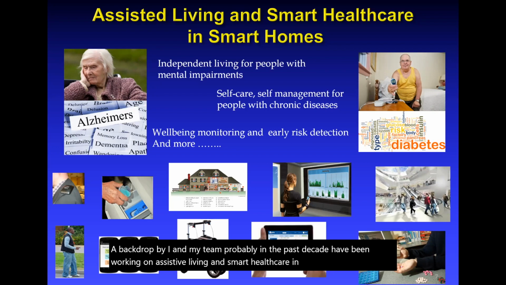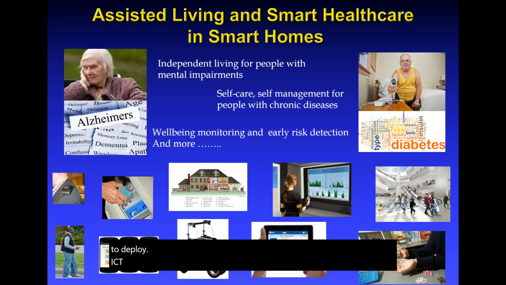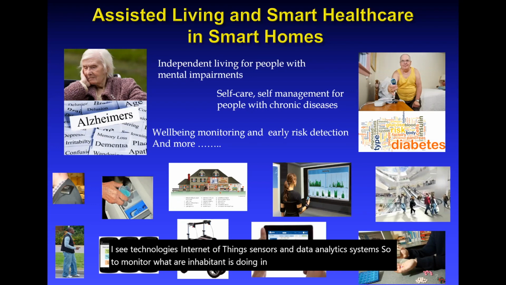smart home. Yeah, so probably this is the best application scenario for the user-centered human-machine system. So the idea in smart healthcare within a smart home is to deploy ICT technologies like Internet of Things, sensors, and data analytics systems, to monitor what an inhabitant is doing in that environment. And that could be the physical activities or vital signs of healthcare, or the physiological parameters.